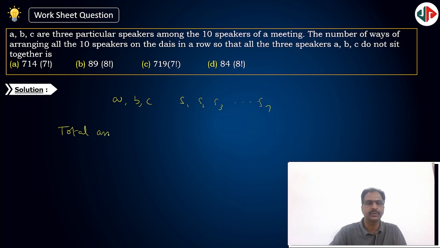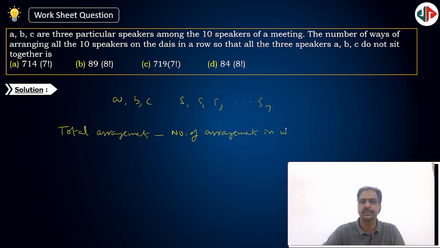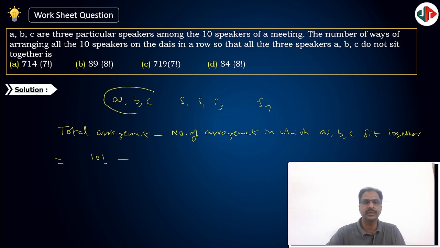Total arrangements minus number of arrangements in which A, B, C sit together. So what is total arrangements? 10 factorial minus number of arrangements in which A, B, C sit together means consider A, B, C as 1 unit, remaining 7 as 7 units. 8 units can be arranged in 8 factorial ways and A, B, C among themselves can be arranged in 3 factorial ways. So 10 factorial minus 8 factorial 3 factorial.